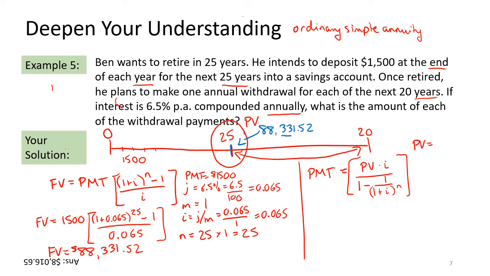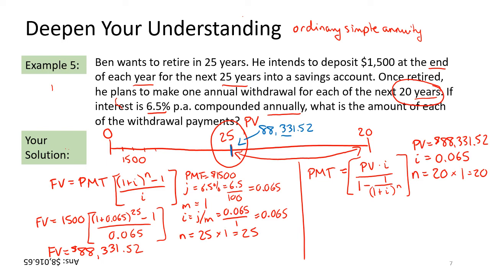We know our present value. I've got $88,331.52. That's in this account. Our periodic interest rate hasn't changed, right? It's still annually and it's still 6.5%. So we can keep 0.065. Our value for N has changed though, right? Because in this instance, I'm doing withdrawals for 20 years and it's annual, so 1 withdrawal a year. So that gives us a value of N of 20.